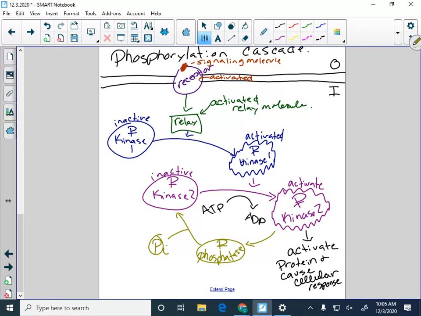Our signaling molecule activates our receptor, which activates a relay molecule. That relay molecule will activate a protein kinase. That protein kinase will use ATP to activate a second kinase. That second kinase can use more ATP to activate a third, but in our case, it's going to activate our cellular response. And then our protein phosphatase is going to inactivate protein kinase 2 in order to stop the cellular response.